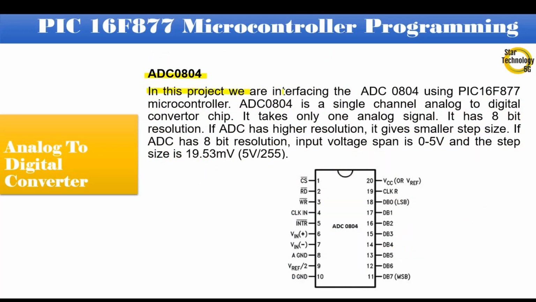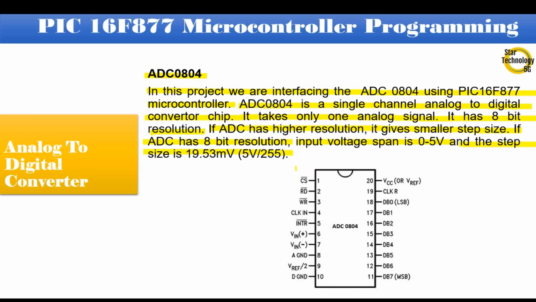ADC0804. In this project we are interfacing the ADC0804 with the PIC16F877 microcontroller. ADC0804 is a single-channel analog to digital converter chip. It takes only one analog signal. It has 8-bit resolution. If an ADC has higher resolution, it gives a smaller step size. If an ADC has 8-bit resolution, the input voltage span is 0 to 5 volts and the step size is 19.53 mV, which is 5 volt divided by 255.